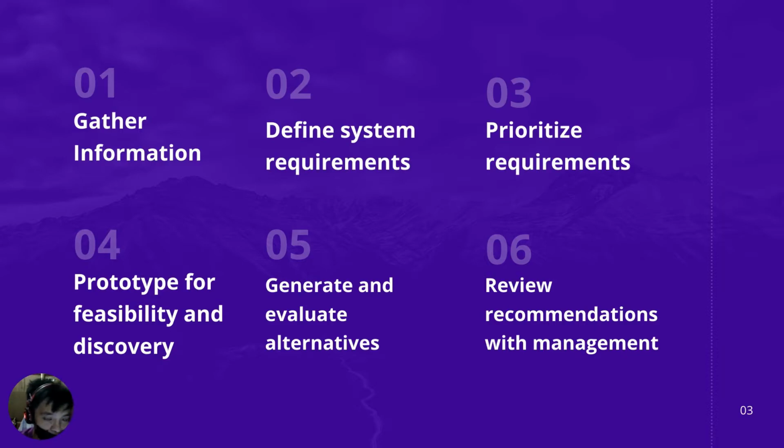First, gather information. Second, define system requirements. Third, prioritize requirements. Fourth, prototype for feasibility and discovery. Fifth, generate and evaluate alternatives. And sixth, review recommendations with management.